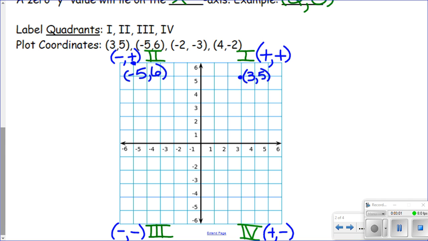(-2, -3) has a negative, negative, so therefore it's going to be in quadrant 3. So I follow left over to the negative 2 and down to negative 3. And (4, -2) has a positive x and a negative y, so I will find that in quadrant 4. I go over 4 and down 2.